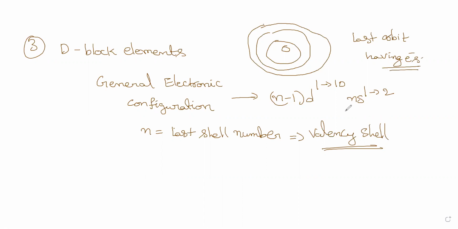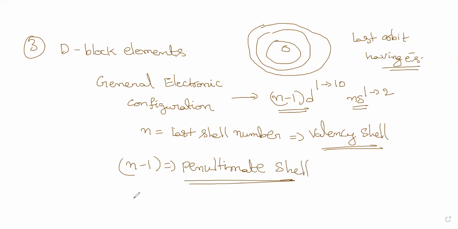In D block elements, the last shell and the last but one shell both come into account. N is the last shell, N minus 1 is the last but one. This last but one is called the penultimate shell. N minus 1 is called the penultimate shell, and N is also called the ultimate shell.